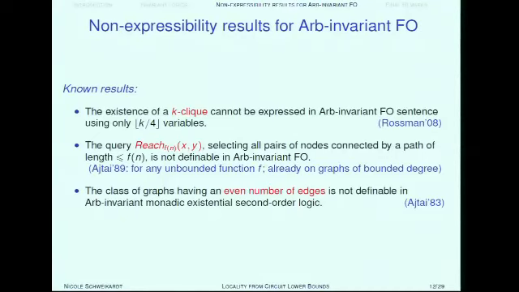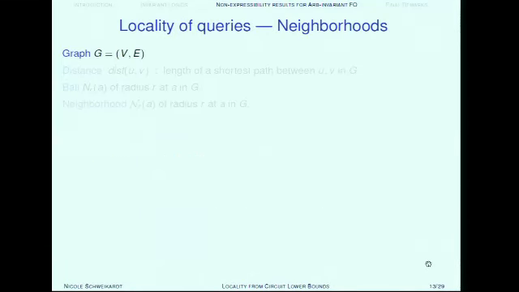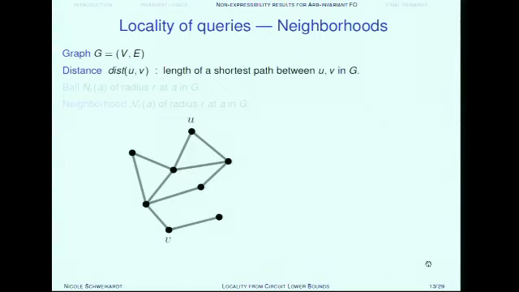Okay, so these are non-expressibility results. And I will add one more non-expressibility result, which is a kind of generic result for showing lots of other non-expressibility results. What we look at is local queries in the sense that Stephen already looked at, so I can very quickly go over this slide.